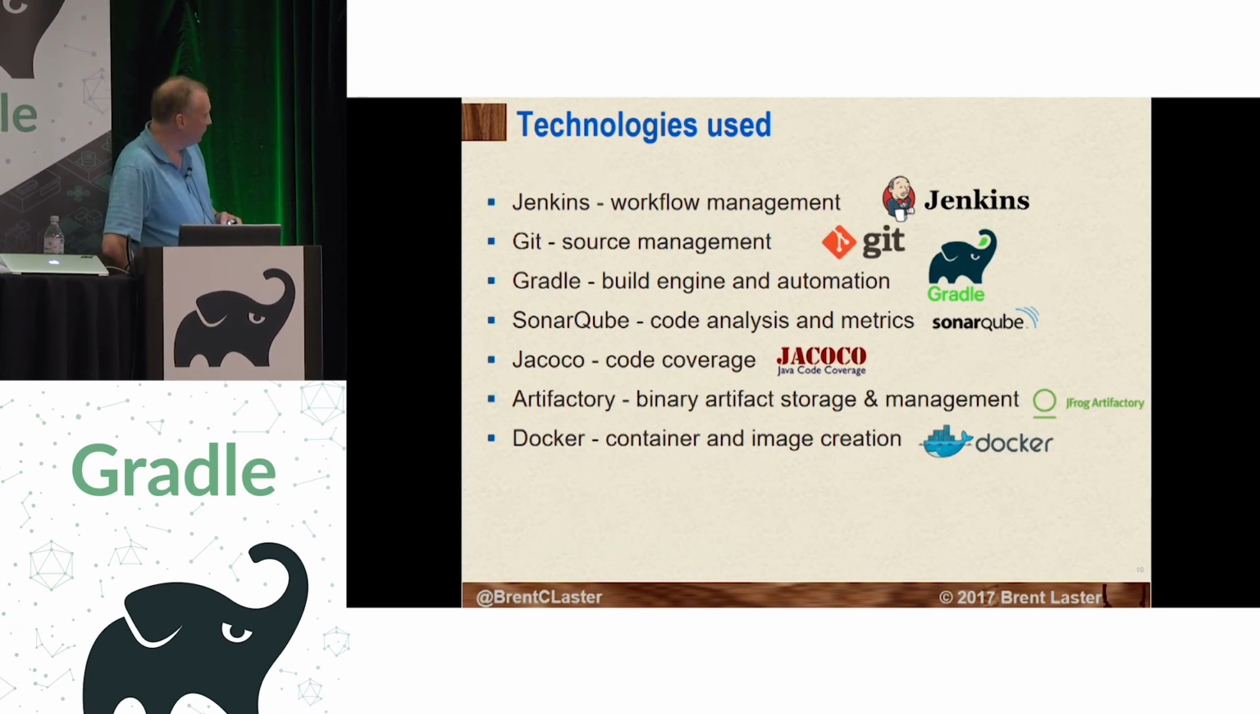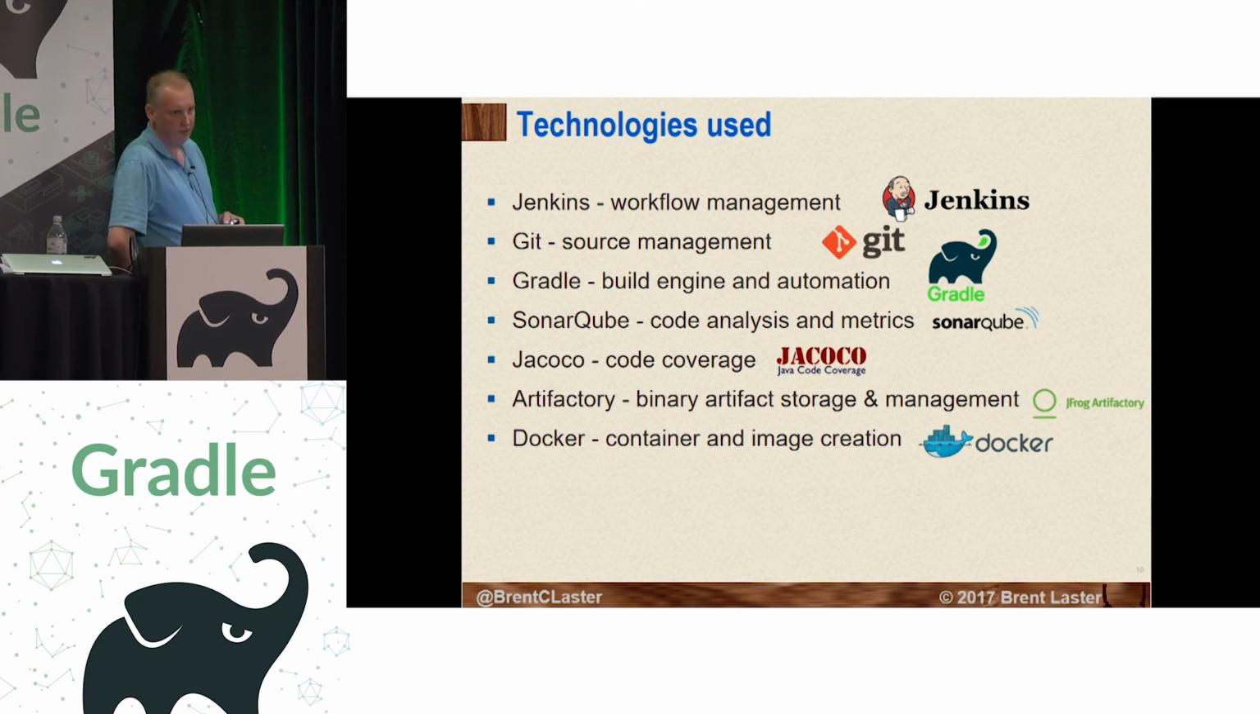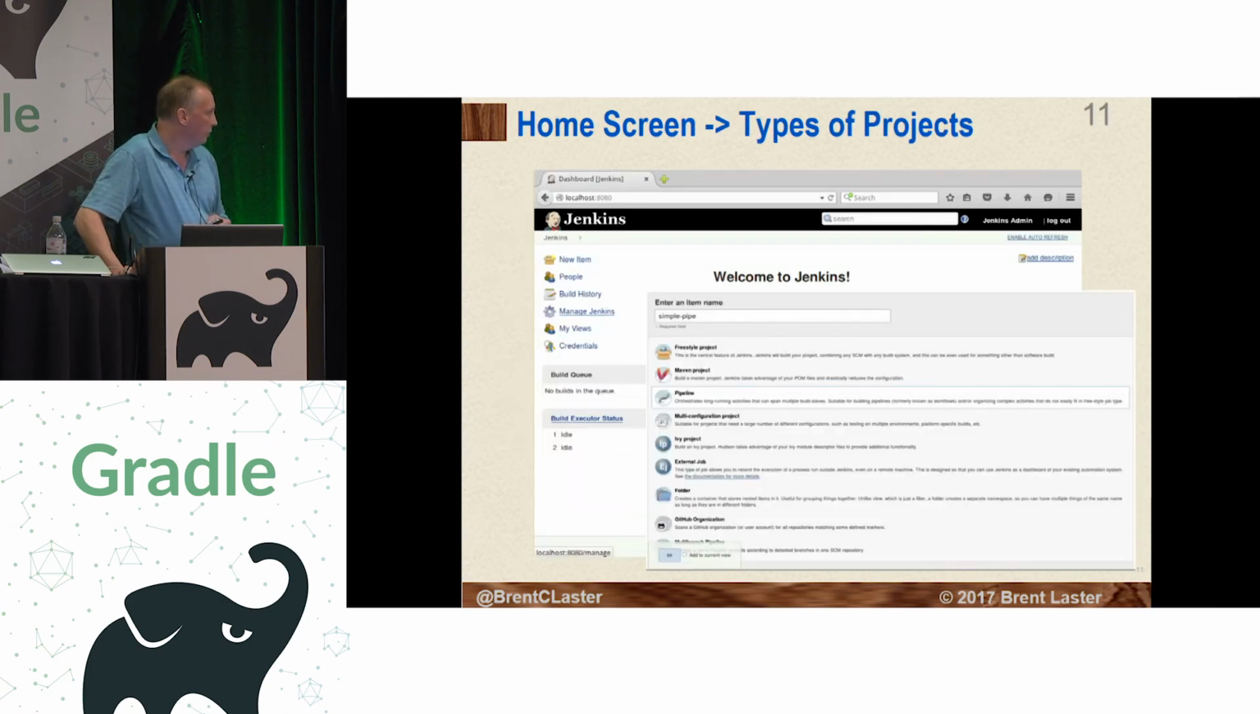These are some of the technologies we'll be using in this pipeline. Of course, Jenkins, Git for source management. You could do the same kinds of things with others. Gradle for build engine automation; you could do similar kinds of things with Maven, for example, or Subversion out there. SonarQube, I'll probably tend to call this Sonar still. Used to be Sonar, but SonarQube is for code analysis and metrics. Jacoco for code coverage, Artifactory for binary artifacts, and of course Docker for container and image creation. Those are all the different things we'll be using in here.